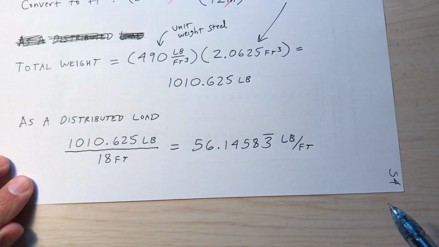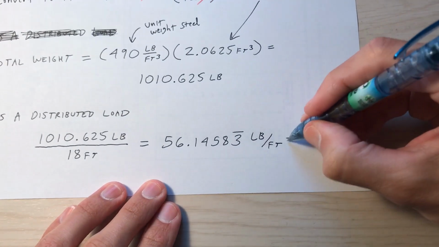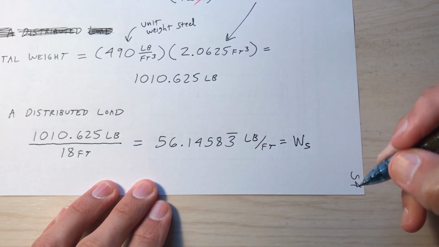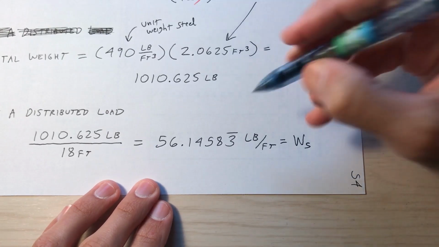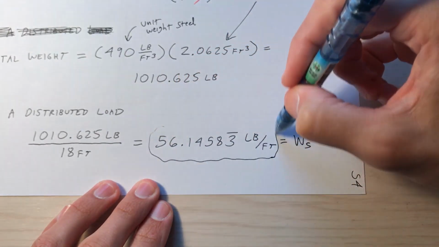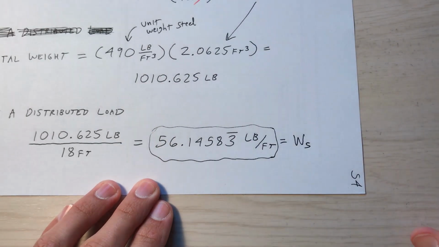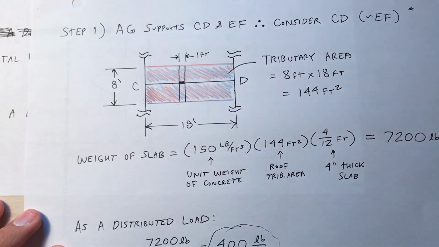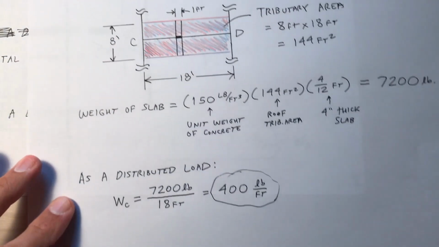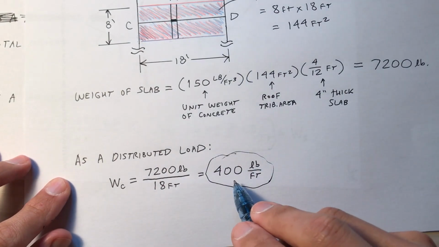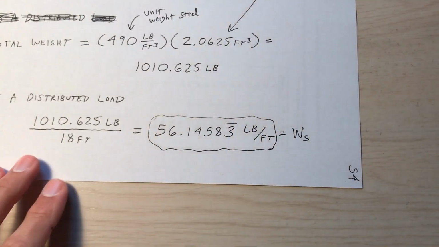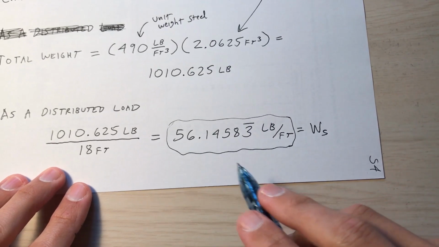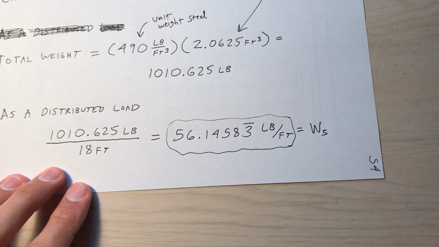56.14583. The 3 repeats. That's pounds per foot. So I'll call that W sub S, subscript S for steel. Okay, so remember that number. So the total dead load acting on beam CD, the total dead load is the weight of the concrete slab, 400 pounds per foot. I need to add to that the self-weight, about 56 pounds per foot.